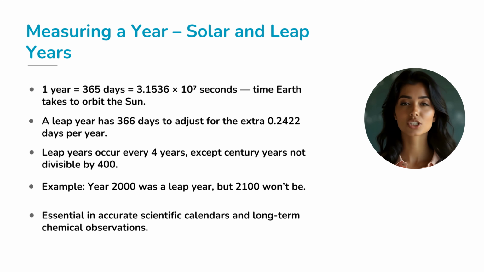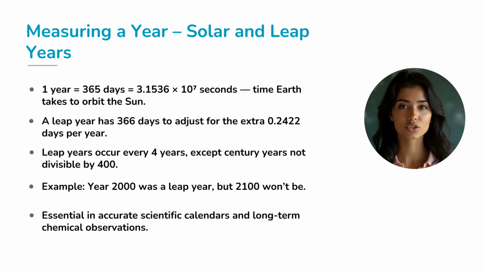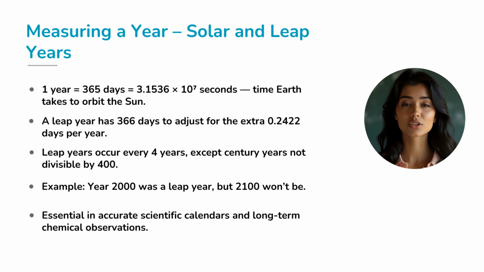But here's the catch, the actual orbital time isn't exactly 365 days. It's around 365.2422 days. To account for that tiny fraction, we add one extra day every 4 years, that's your leap year. So a leap year has 366 days.